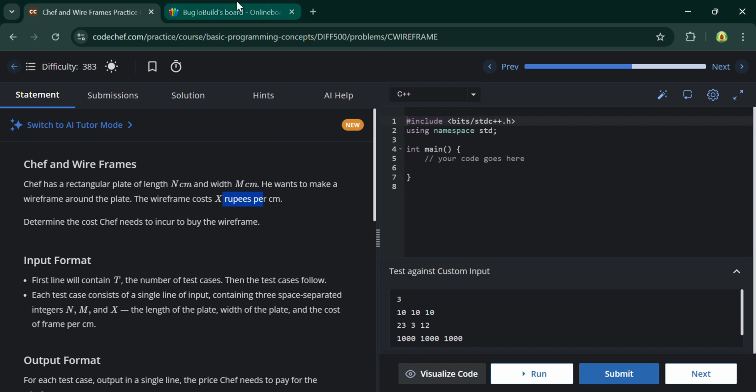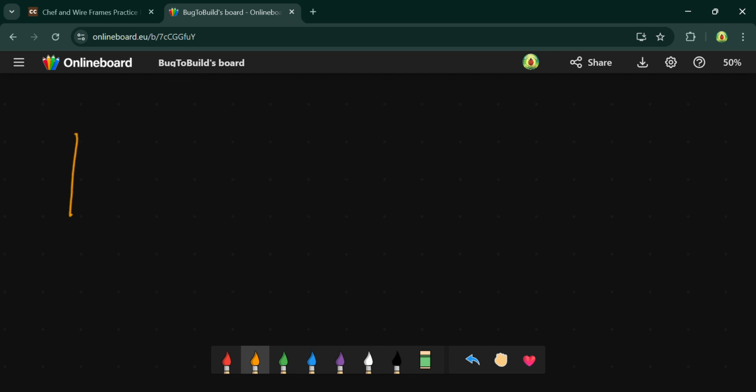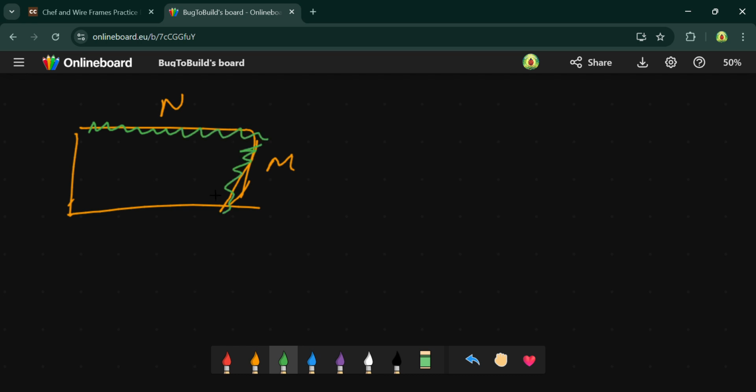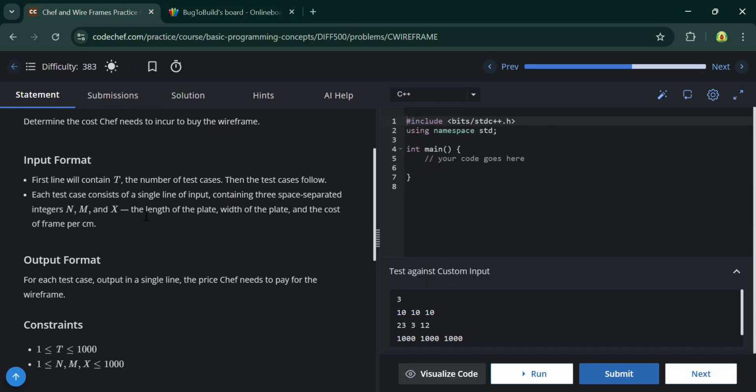So let's understand the question. The chef has a rectangular plate of n length and m width, and he just wants to put the wireframe around the rectangular plate. The cost will be X rupees per centimeter, and you have to find the total cost to put the wireframe around the rectangular plate. Let's understand with an example.